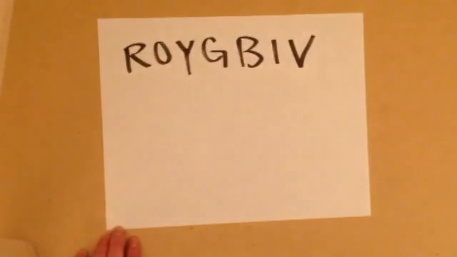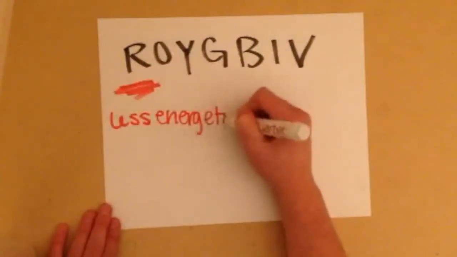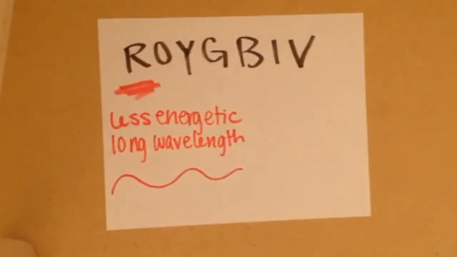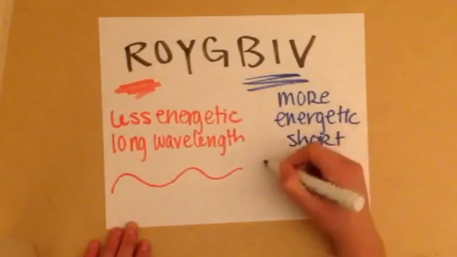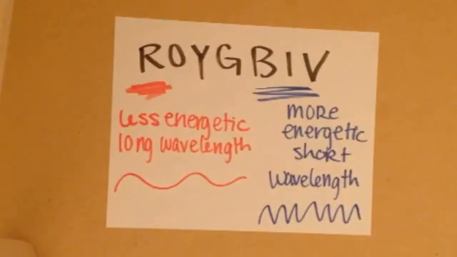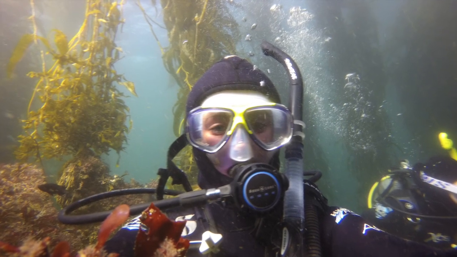Humans see the colors ROYGBIV in the electromagnetic spectrum. The color red is less energetic and has a longer wavelength. Blue, on the other hand, is more energetic and has a shorter wavelength. Because of this, as you dive, you will notice that red disappears first and blue disappears last as you descend deeper. And that, my friends, is the physics of scuba diving.